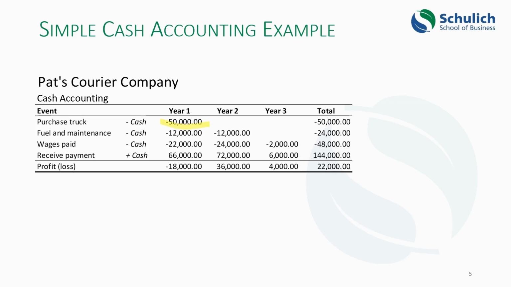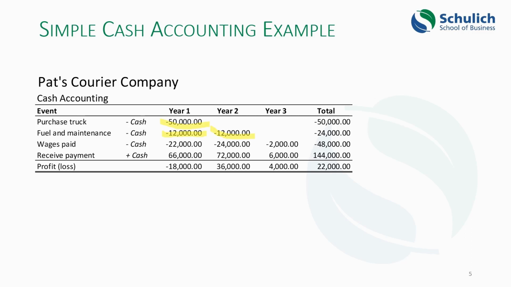Then the next thing that would happen, I guess, would be that Pat would fill up the vehicle with fuel. So you're going to have $1,000 expenditure in the first month, $1,000 in the second, $1,000 in the third, and so forth, for a total of $12,000 of expenditures in the first year and $12,000 in the second.